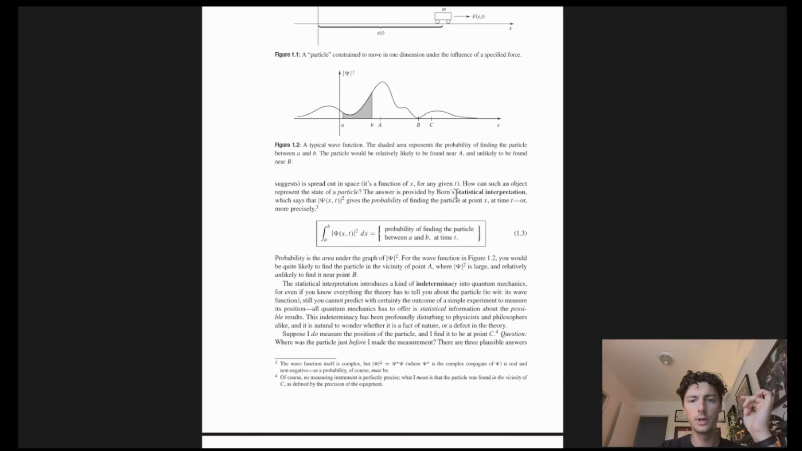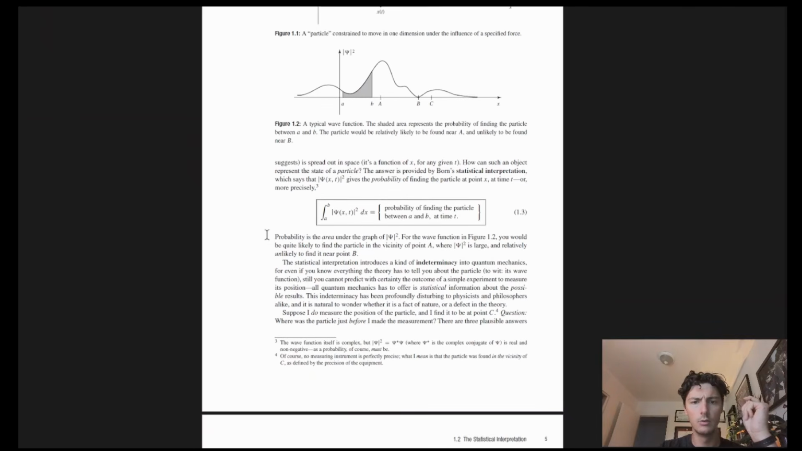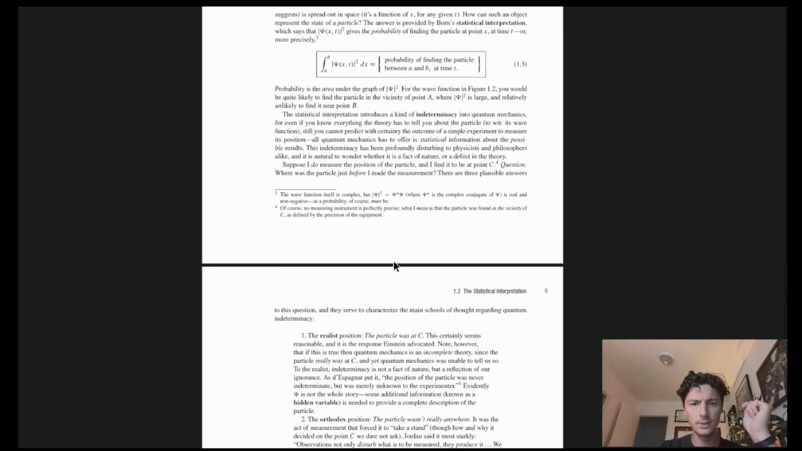Cool. Here we got statistical interpretation in bold. We got this little psi symbol again, probability of finding a particle. Probability of finding the particle between A and B at time t. We got an integral here. We got psi. This is the wave function, which we saw before. Then we got another bolded word, indeterminacy, in quantum mechanics.